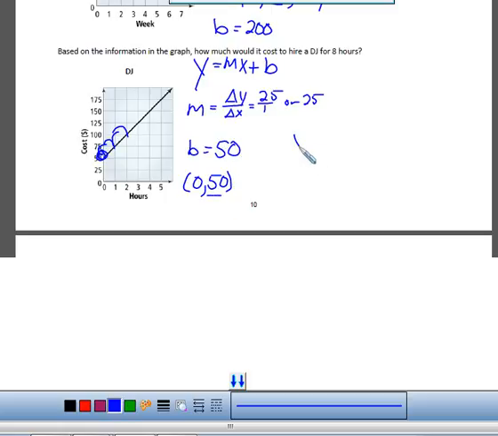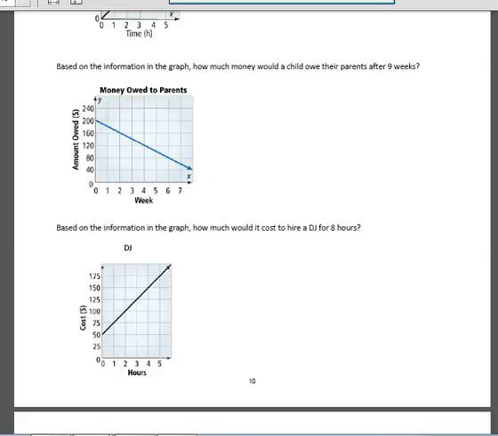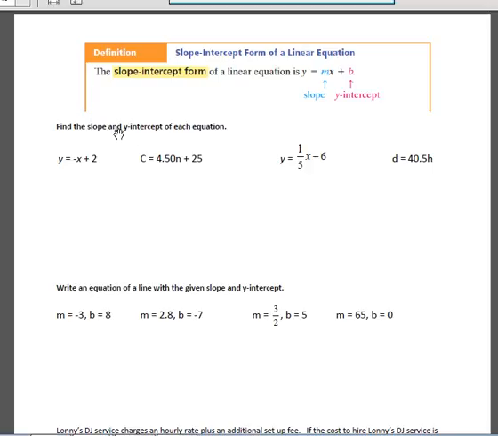So what is the equation? Y equals 25x plus 50. Now, remember, it's good math to keep your slope as a fraction. It can be a decimal sometimes, that's okay. But typically you'll see them as a fraction, so just be aware of that. Okay, let's go ahead and look at some of the examples on the next page.